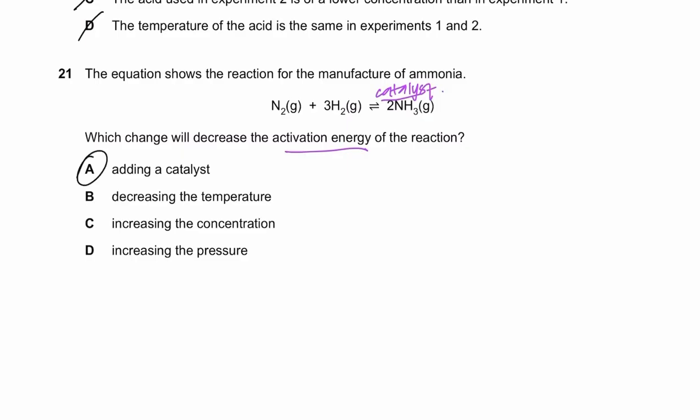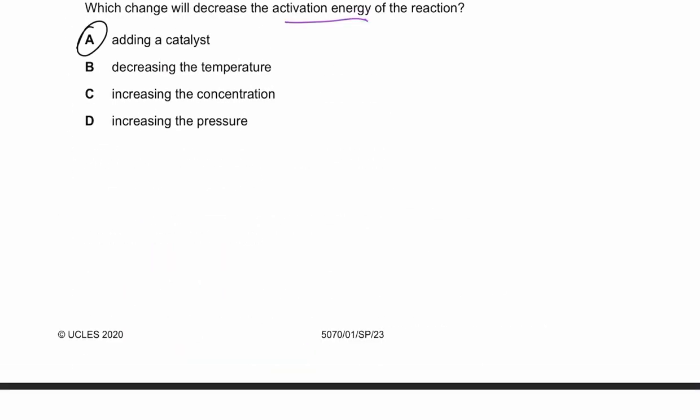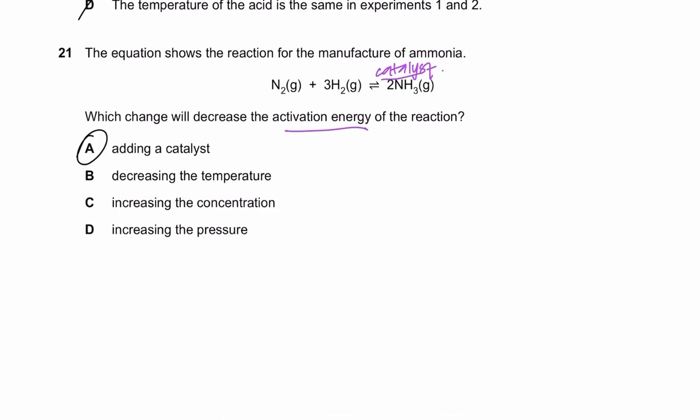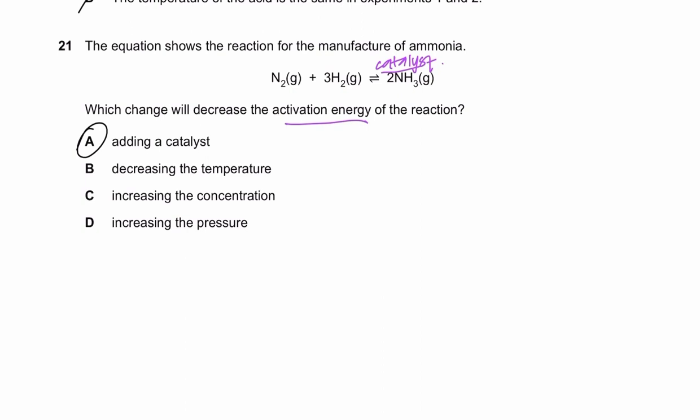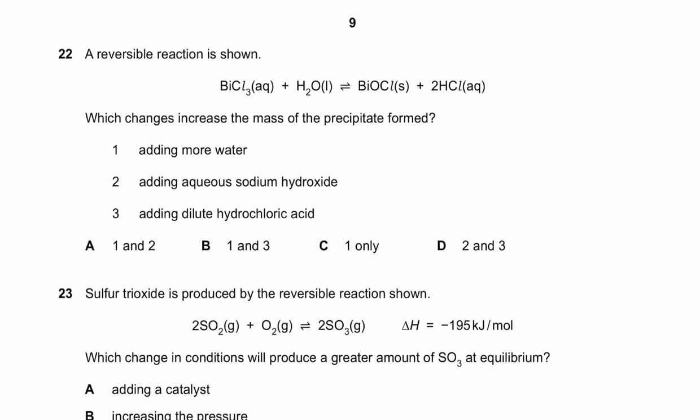So adding the catalyst, right? And so obviously B, C, D are wrong because decreasing the temperature decreases the rate of reaction. This has nothing to do with activation energy. Concentration has nothing to do with activation energy. So does pressure, right? All three have nothing to do with activation energy.